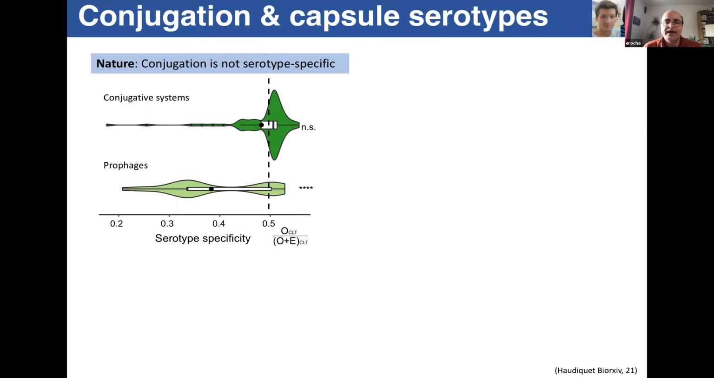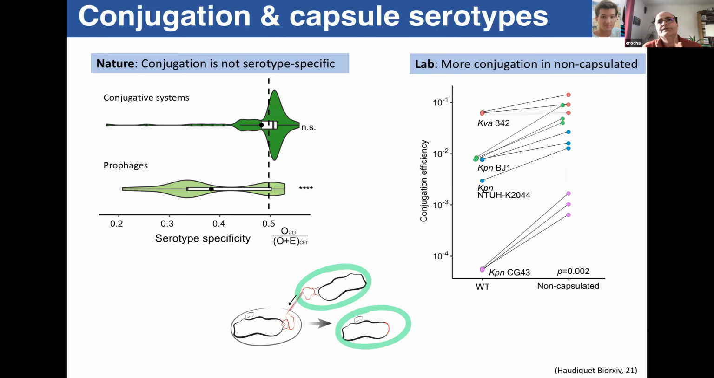But what happens when there is no capsule? Well, to do this, we had to go to the lab, and we took 4 strains of Klebsiella of different serotypes, and we inactivated the capsule. So for each strain, we now have 2 variants: the wild type with the capsule and the non-capsulated mutant. And then we tested how well they receive a large conjugative plasmid from E. coli that carries an antibiotic resistance gene. What we observe is that systematically, the bacterium that loses the capsule is a better receiver of a conjugative system. That is, in a sense, it's hypersexual: it receives a lot of DNA by conjugation.